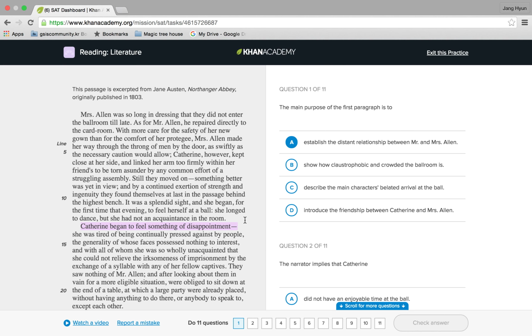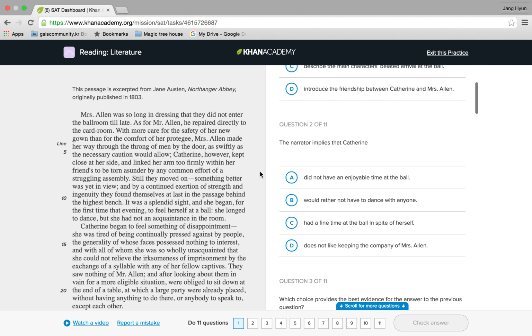She's squished, and with their last exertion of strength, they found themselves at last. They really struggled getting past all the people in the ballroom. So, show how claustrophobic and crowded the ballroom is. Yep, I think that's it.